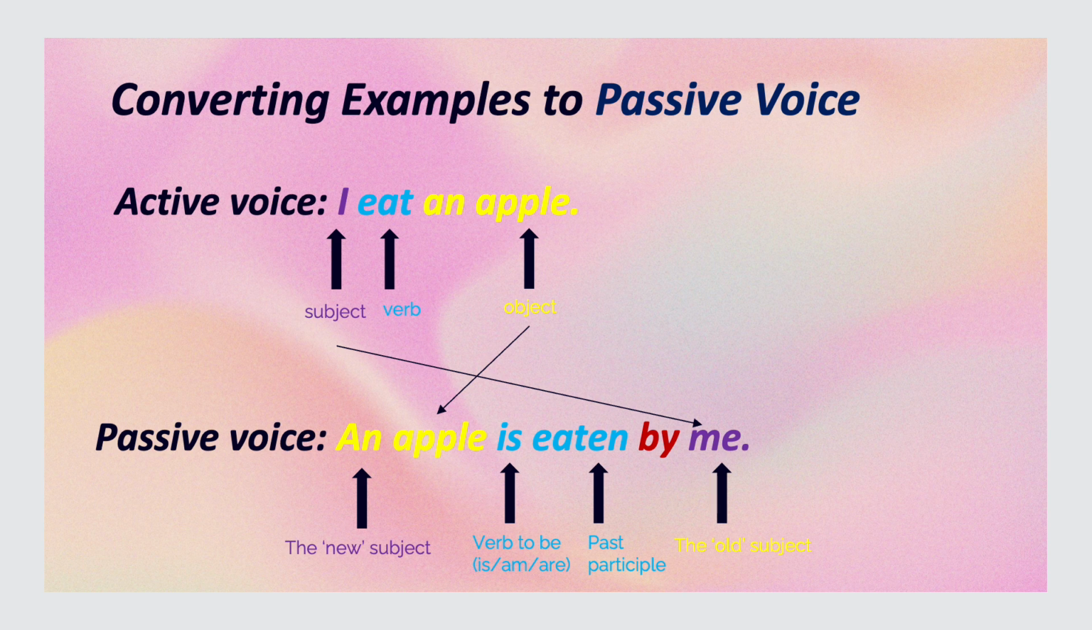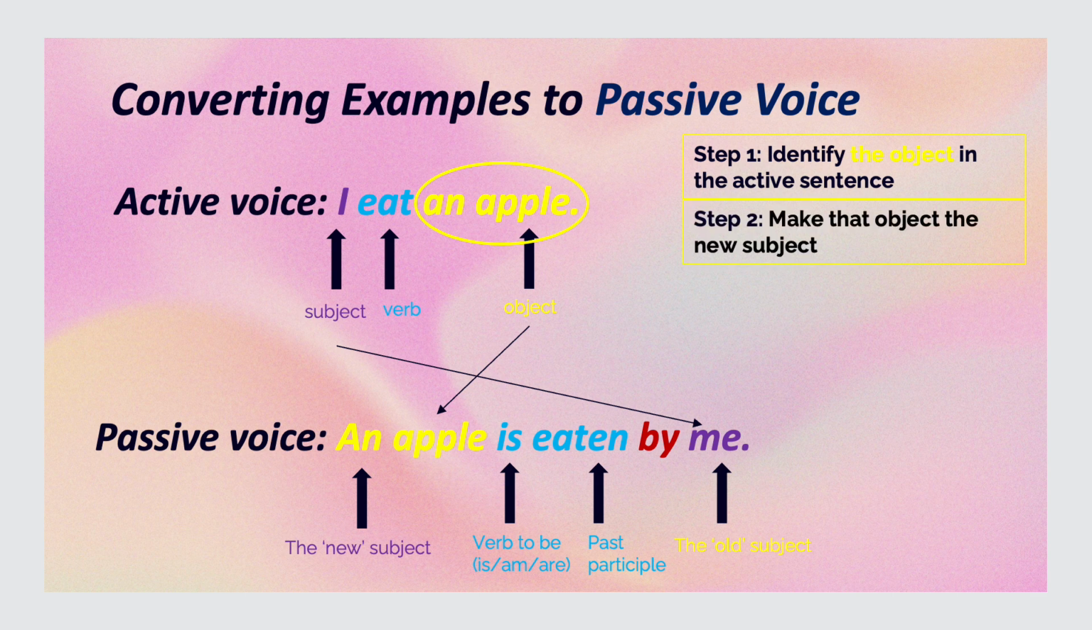Step number 1. We have to identify the object in the active sentence. For example, I eat an apple. An apple is the object. And then step number 2. We have to make that object become the new subject. So, an apple is put at the beginning of the sentence in passive voice, and it becomes the new subject.